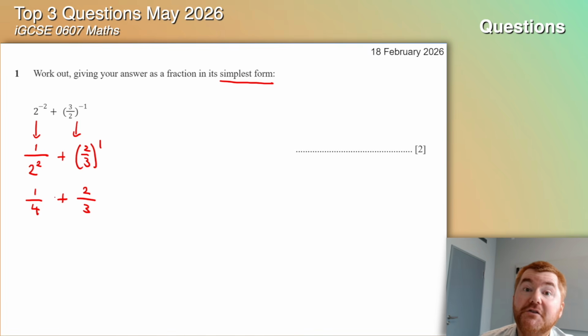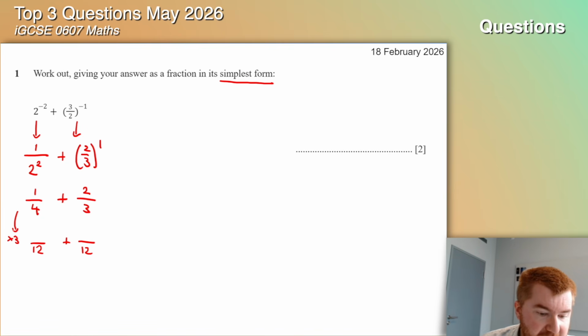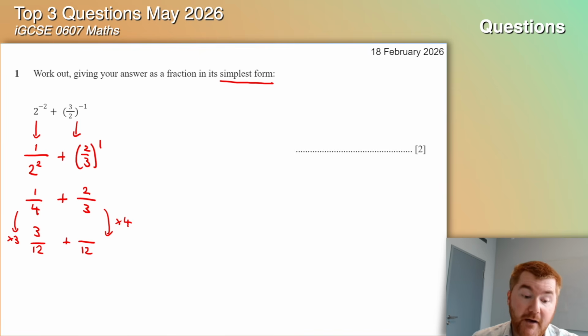Now remember, we need a common denominator, so we can write both fractions out of 12. What do I do to 4 to get to 12? Well, I multiply by 3. So I do the same to the top, so 1 times 3 is 3. Again, here we have, what do I do to 3 to get to 12? Well, I times by 4. So what do I multiply 2 by? Well, 2 times 4 gives me 8.